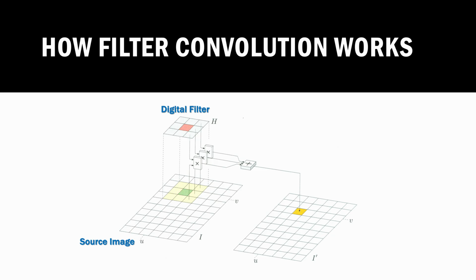Each overlapping value in the filter and the image is multiplied, shown here by the times symbols, and all the results are then added together, as indicated by the plus symbol. The single number produced from this calculation becomes a new pixel in the output image on the right. The filter then moves across the image one pixel at a time, repeating this process until every position has been processed to create the full filtered image.